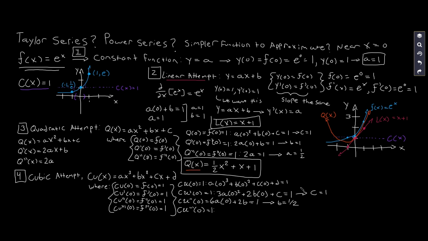Alright, so now what? What's the derivative of 6 times a times x plus 2b? Like, wait, what? Hold on. I'm tripping myself up. 6a, which means that 6a equals 1.